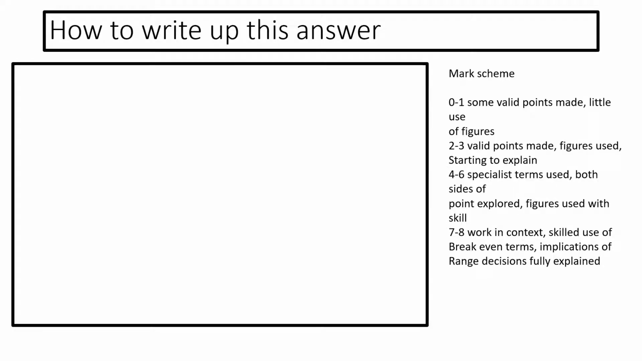On the side is the mark scheme. If you made some valid points but little use of figures, you'd probably get a mark. For 2 to 3 marks, you'd have made some valid points, you'd have used the figures and you'd have started to explain them. To get 4 to 6, you would have used specialist terms like break-even analysis, margin of safety and contribution. Both sides of your point will be explored and the figures are going to be used with skill.